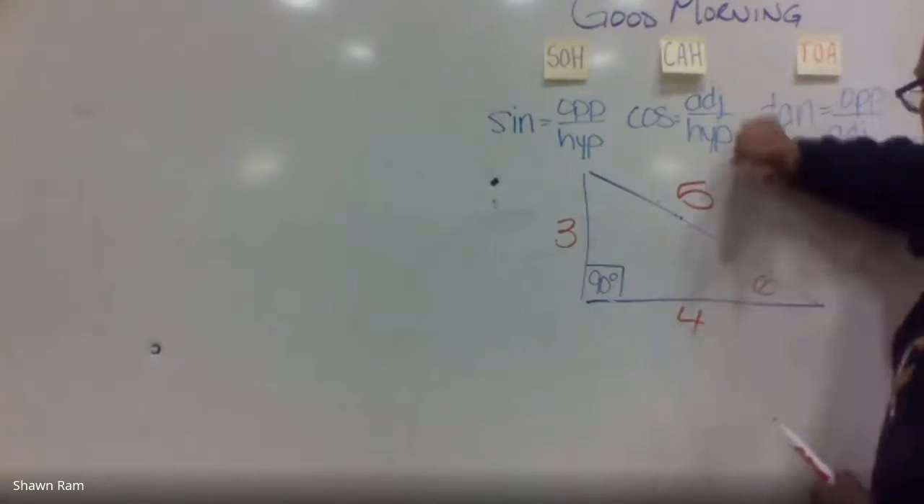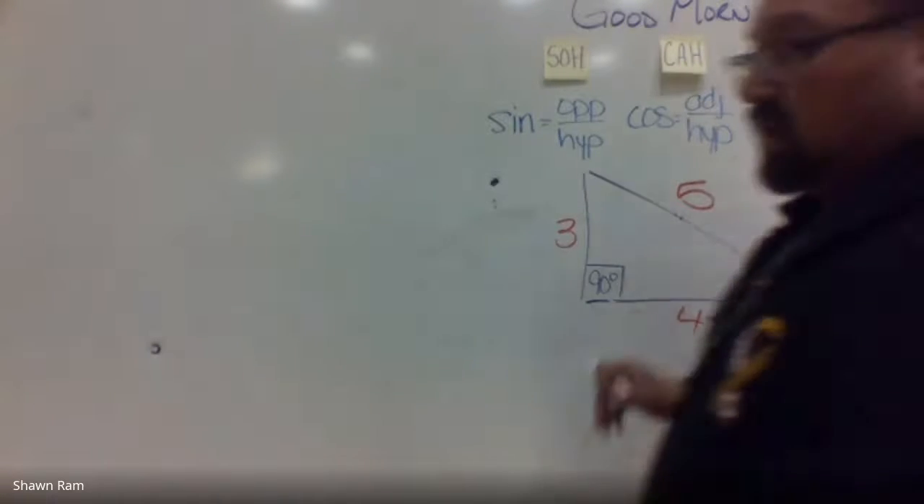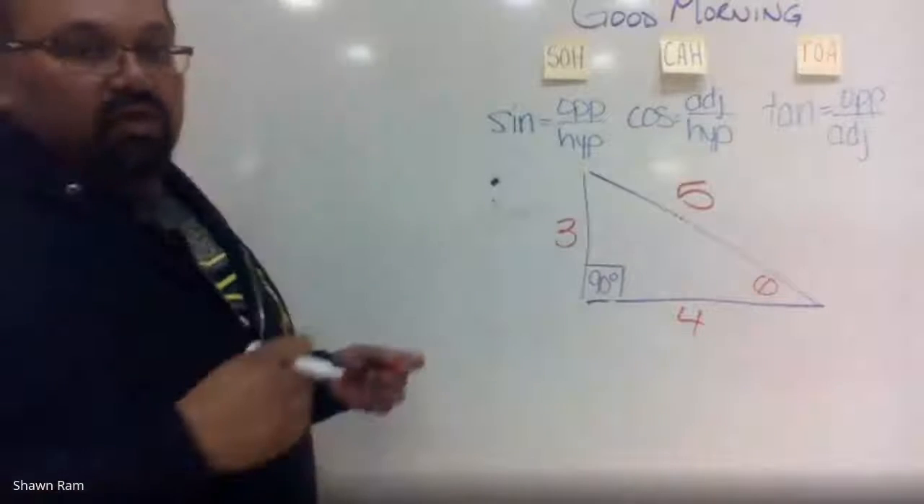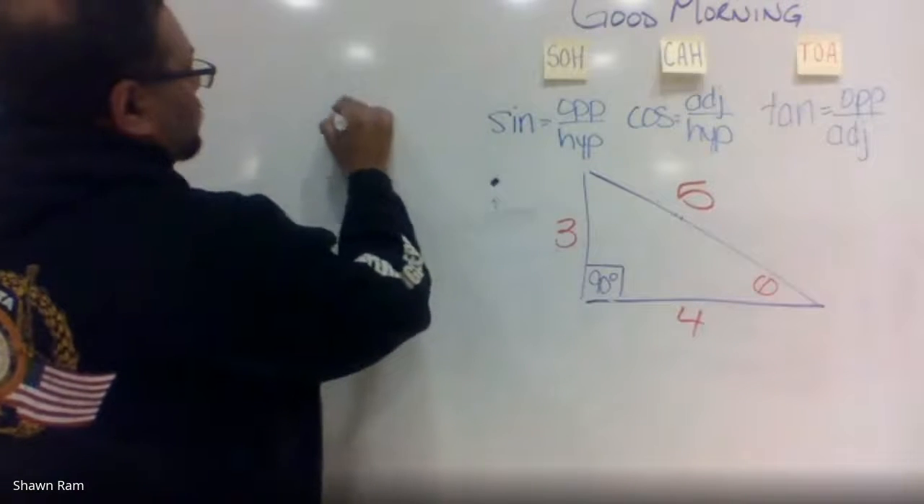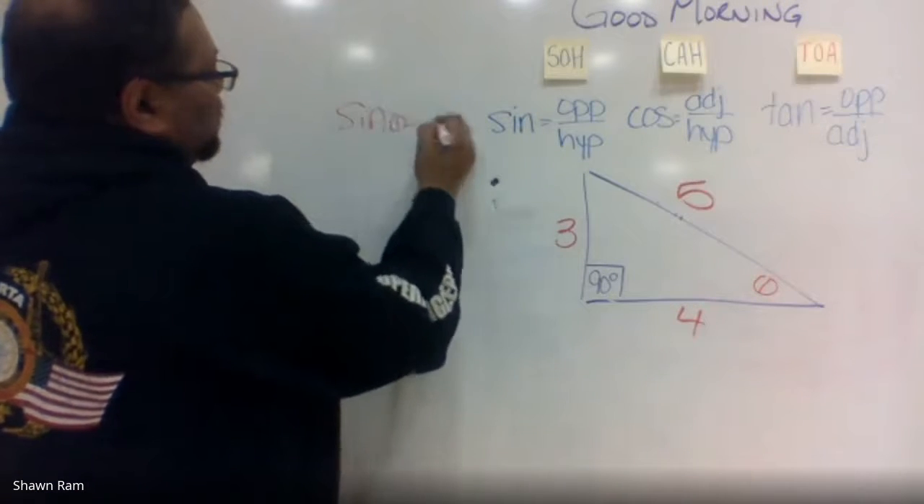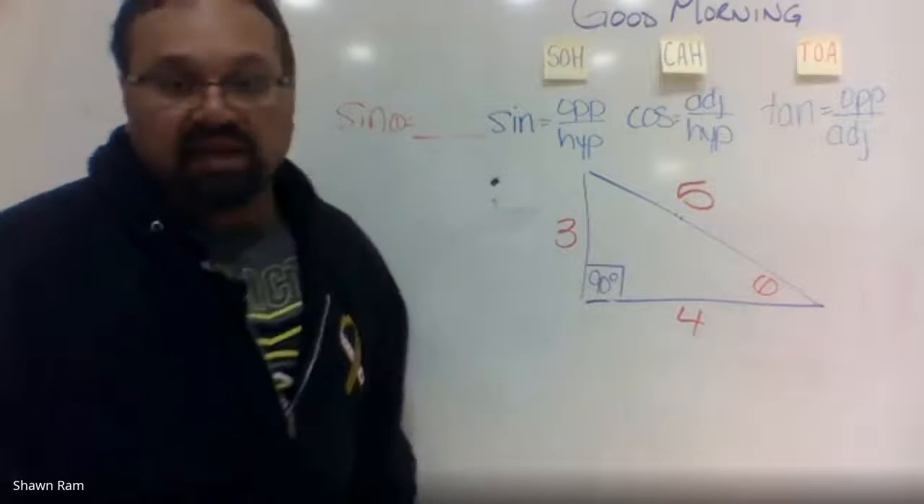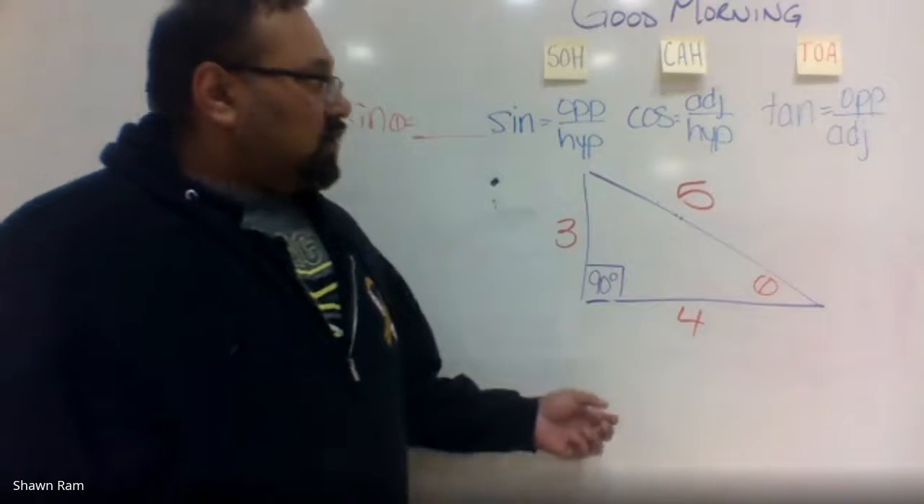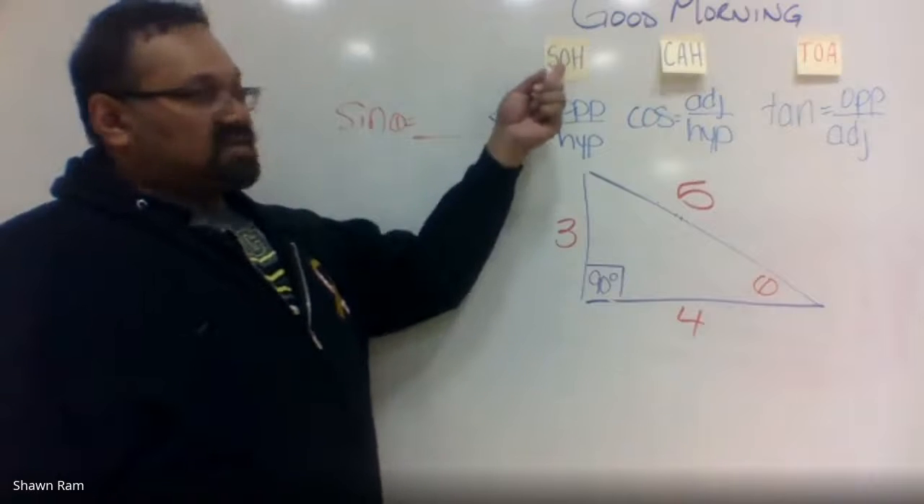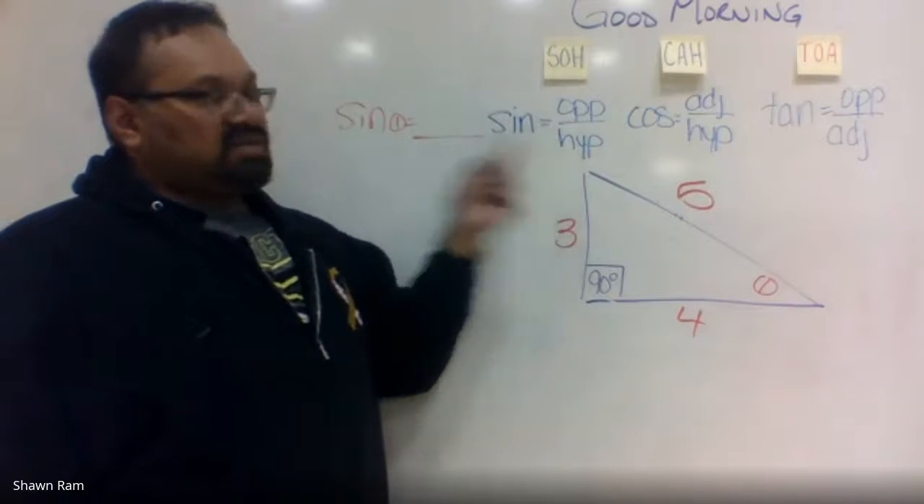Get rid of that because we're not going to need that right now. Now, let's say, for example, you get a question and I give you sine of theta equals what? Give me the answer. Okay. Well, we know we're going to use the sine ratio, which is this guy here. So sine equals opposite over hypotenuse.